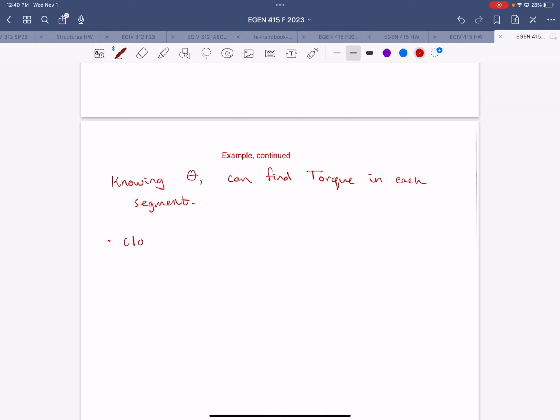So for the closed portion, we have theta is equal to torque in that section divided by 4G Am squared times the integral over the closed loop of ds over t. And here we know everything except for the torque, so we simply solve, plug in values.